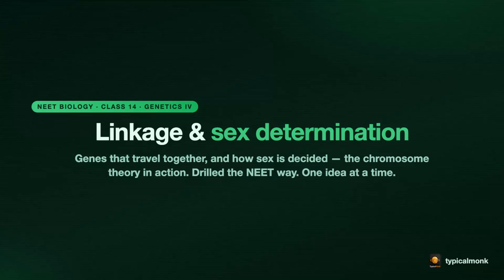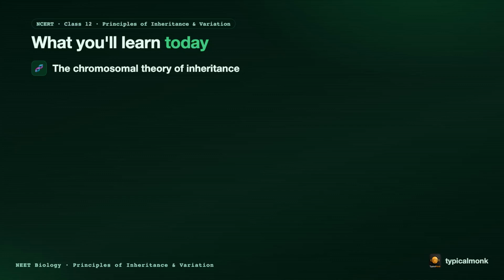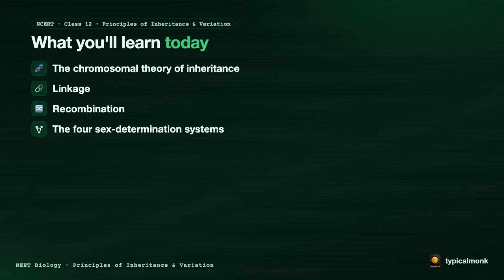So far, we watched the play of alleles. Today, we meet the genes that travel together, linkage, and how sex is decided. This is the chromosome theory in action, one idea at a time. Here is today's path. 5 stops. First, the chromosomal theory of inheritance. Second, linkage. Third, recombination. Fourth, the 4 systems of sex determination. And fifth, NEET drills, that is, assertion, match, and statement.